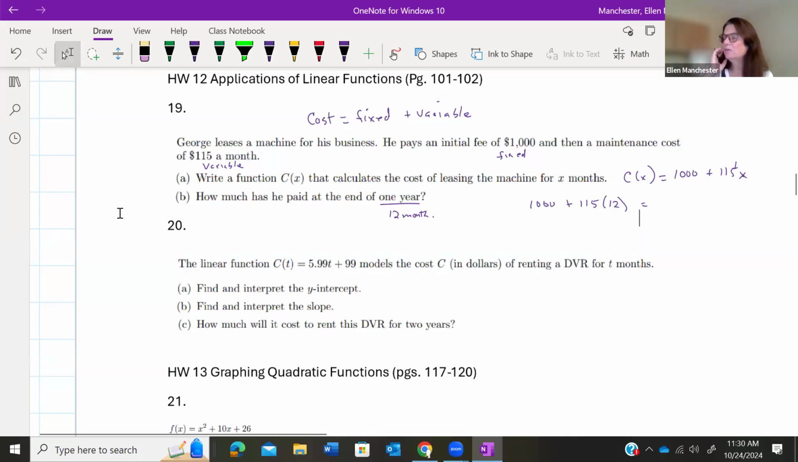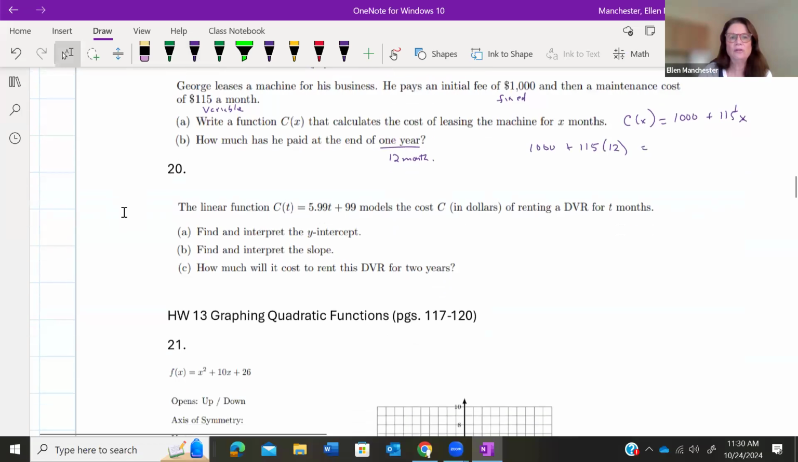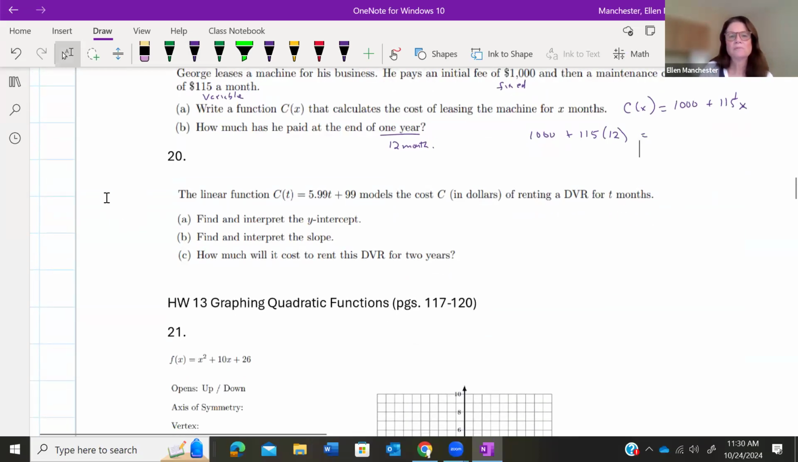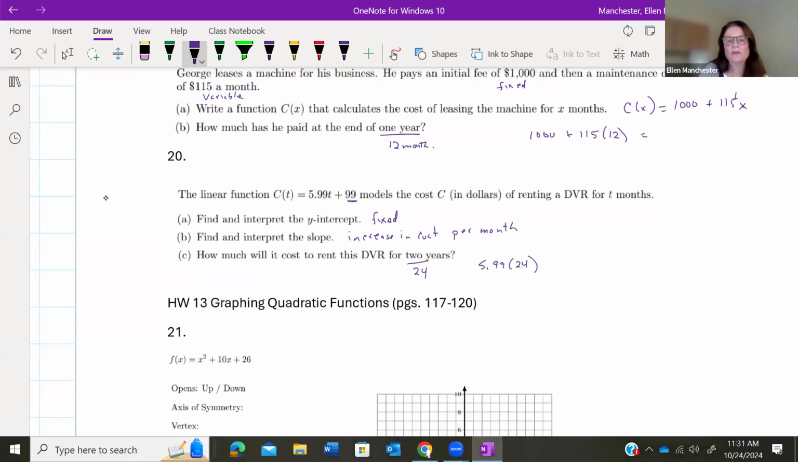Okay, and all of these are worked out in Canvas in the solutions. So you can kind of go back to it. And then being able to know what each part is. So the y-intercept is here, that's your fixed. The slope is an increase in cost per month. So just being able to identify what is what. And then again, because it's per month, 2 years is 24. So it's going to be $5.99 times 24 plus 99. And then you'll calculate that.